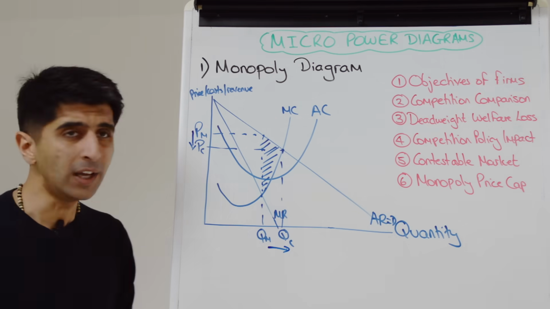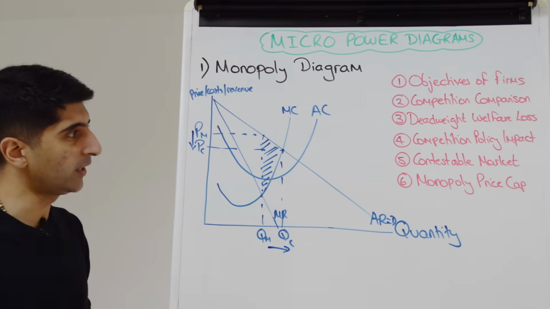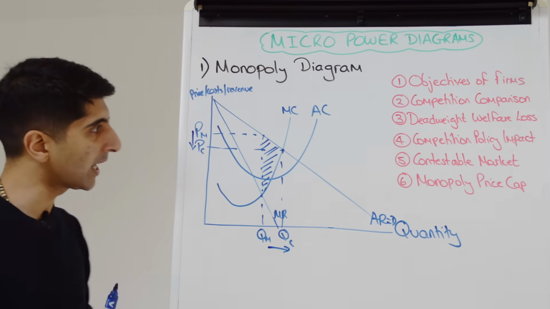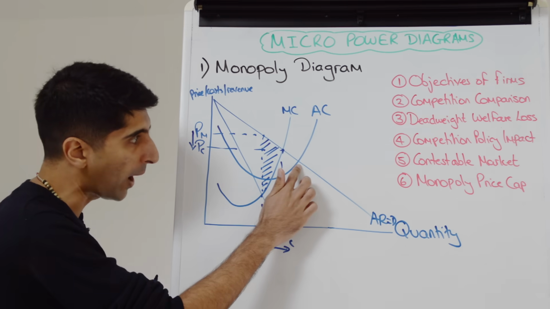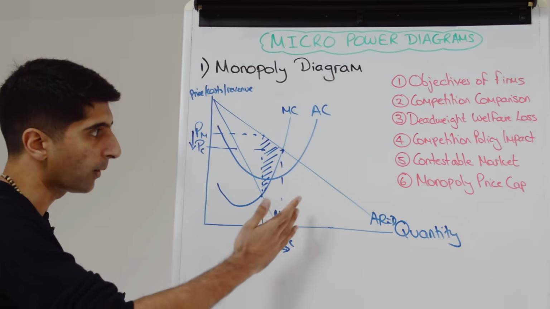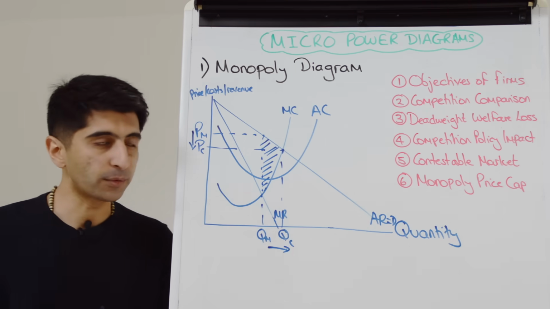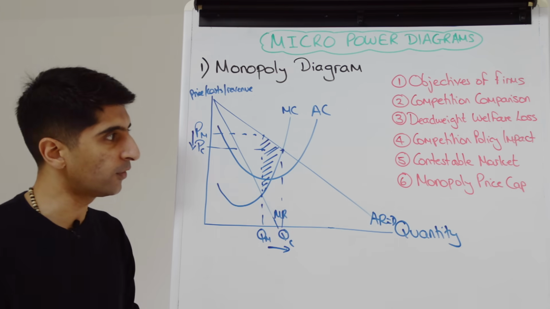We can also show contestable market outcomes on here. We know in a contestable market, this monopolist would move to producing where AC equals AR. You can show the lower prices and higher quantities as a result there, gains in consumer surplus too.